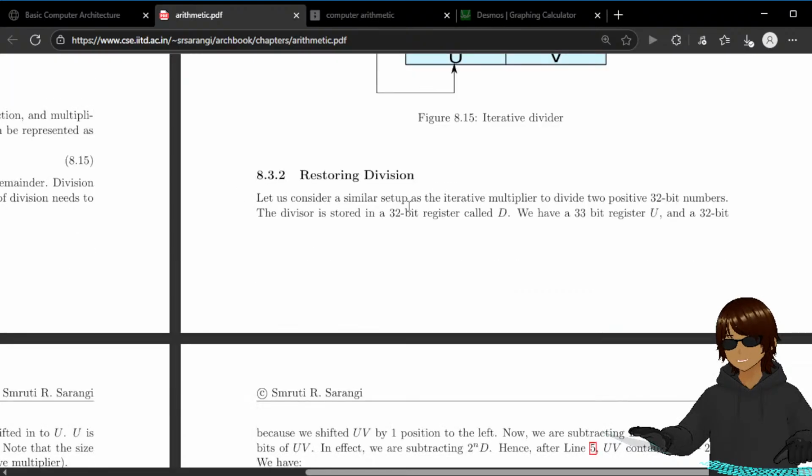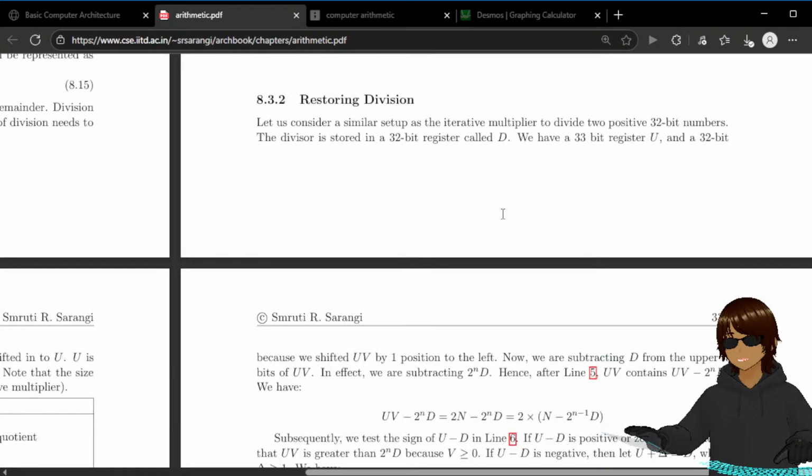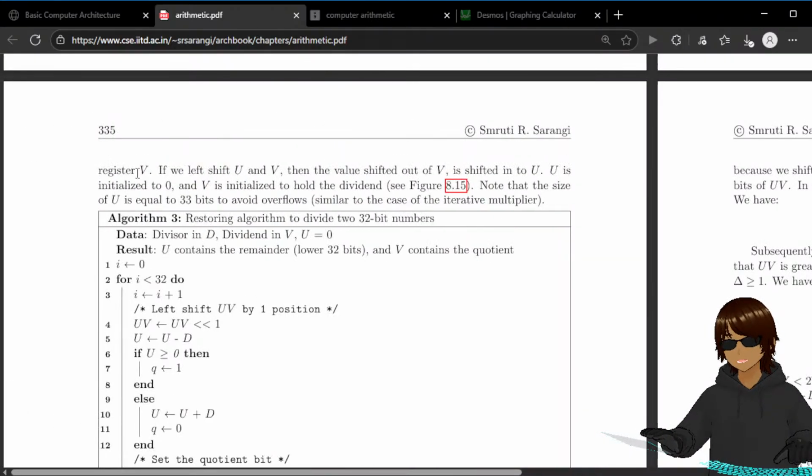Let us consider a similar setup as the iterative multiplier to divide two 32-bit numbers. The divisor is stored in a 32-bit register called D. We have a 33-bit register U and a 32-bit register V. If we left shift U and V, then the value shifted out of V is shifted into U. U is initialized to 0 and V is initialized to hold the dividend. We know that the size of U is equal to 33 bits to avoid overflows, similar to the case of the iterative multiplier.